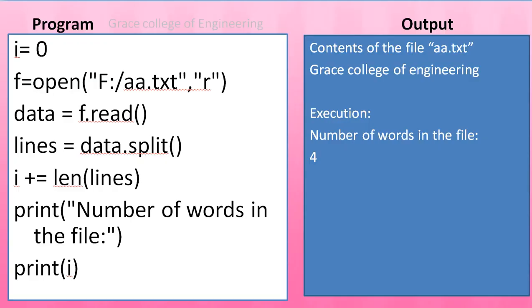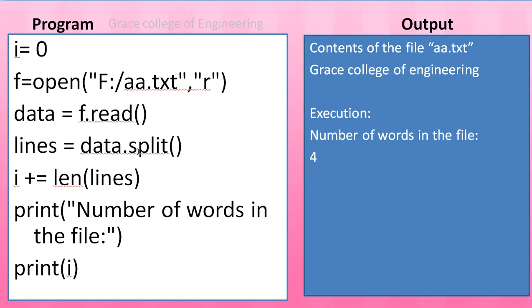Program. First, i is a variable which is initialized with the value 0. Next, f is equal to open(). The file is opened, so that is the path I have given, inside f colon a.txt. That is read mode. Next, data is equal to f.read(). First it is read and it is stored in this variable.